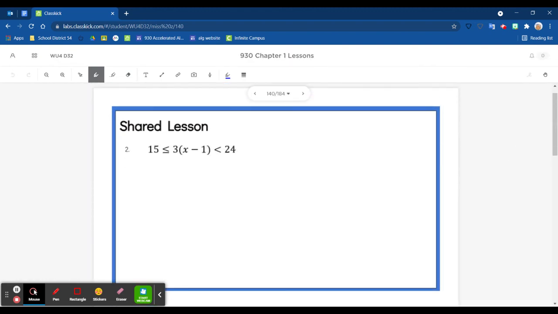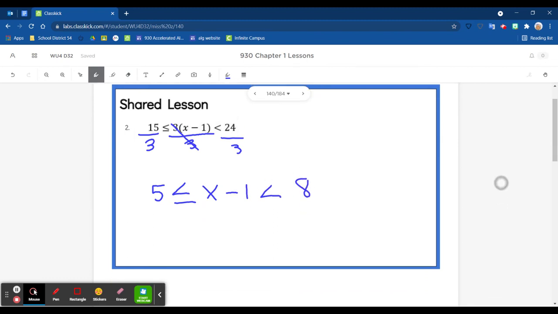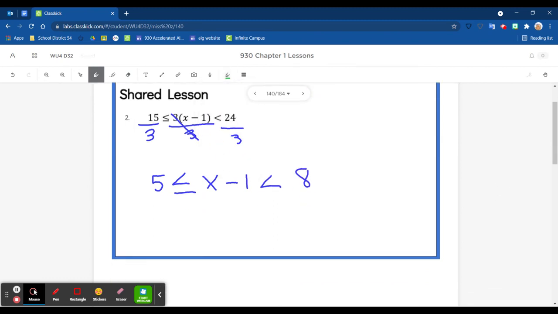Number 2, again, whatever I do to the middle to try to isolate x, I have to do to all 3 sides. So I'm going to start by dividing by 3 to get rid of that 3 in the middle. So this would give me 5 is less than or equal to x minus 1, which is less than 8. And from there, to isolate the x, I would add 1. So I would get 6 is less than or equal to x, which is less than 9.